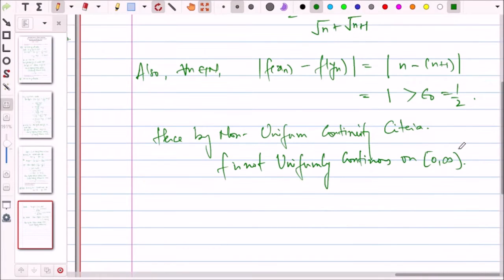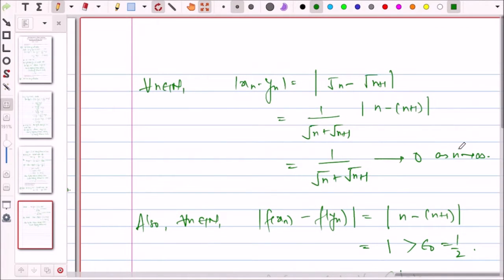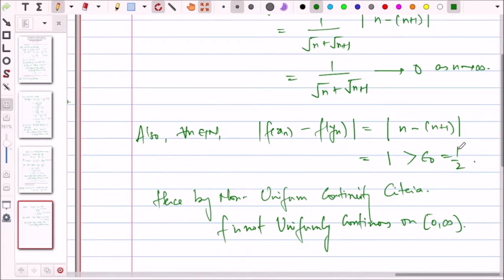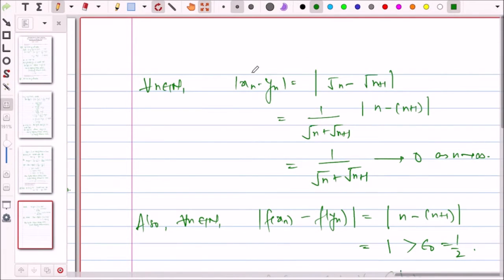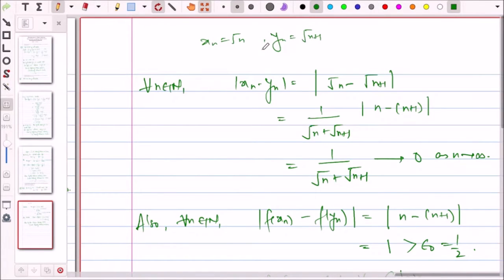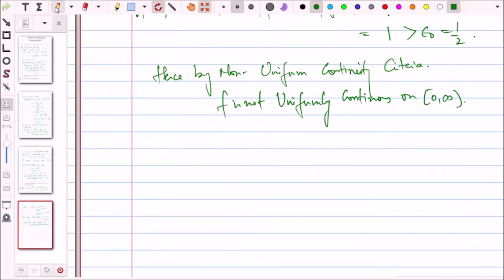In fact, instead of taking 0 to infinity, we could have taken any interval a to infinity, and we could have still shown that f is not uniformly continuous on that interval, because we are choosing xn equal to root n and yn equal to root n plus 1, and this is only possible whenever the domain is unbounded. If the domain is bounded, then we cannot choose such sequences, because both sequences are unbounded. So our domain has to be unbounded. So the function is not uniformly continuous on any unbounded interval.